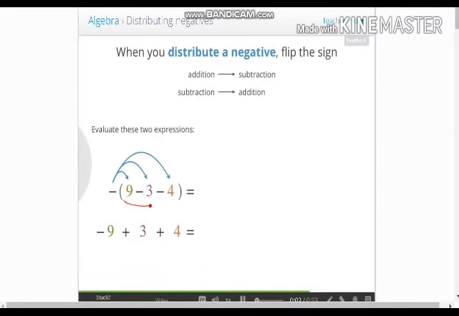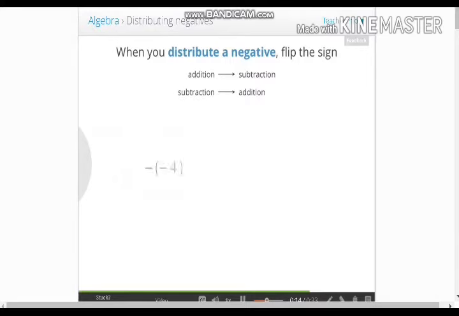Right, 9 minus 3 minus 4 gives you 2, and then you're making it negative, so you have -2. And down here, -9 plus 3 plus 4 also gives you -2. Next, let's look at this expression, -(-4). Yikes, what's going on here?